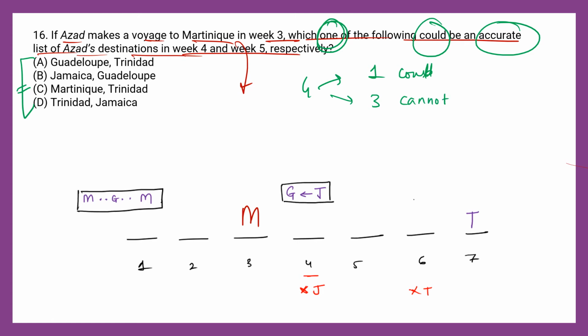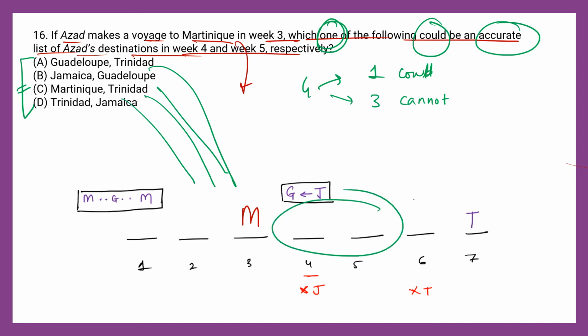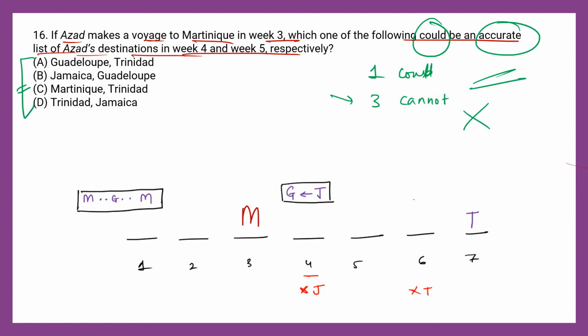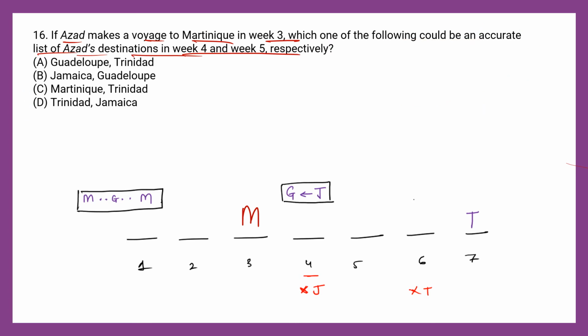Okay, so let's just try to fit these in here one by one for 4 and 5, and you'd find that only one of them could be possible and three of them are not possible. Let's start with option A. Let's see if it works out. So we put G and T in here. Now does this work? For this to work, you'd have to have also the J and G cluster and the MGM pattern.